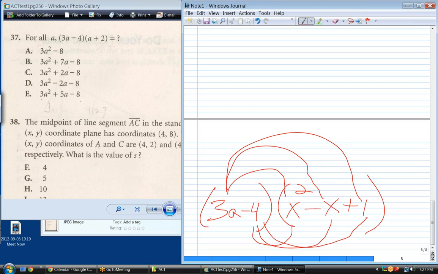So all you really need to know when you're multiplying a polynomial by a polynomial is make sure you multiply every term by every term. Yeah. That's what FOIL actually does. You'll notice it does first, then it does outside, then it does inside, and then it does last.